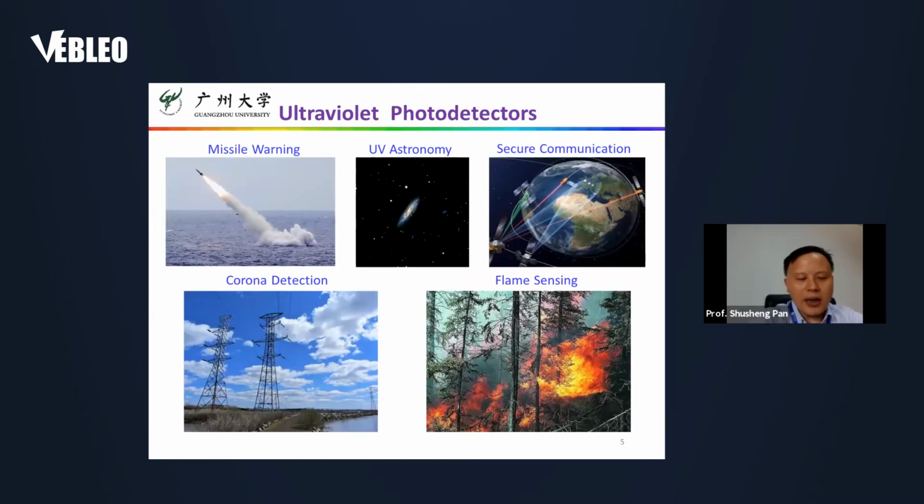First, I'd like to introduce some content about UV photodetectors. The UV photodetectors have wide application in civil, industrial, and military fields, such as missile warning, UV astronomy, security, communication, high voltage corona detection, and flame remote sensing.